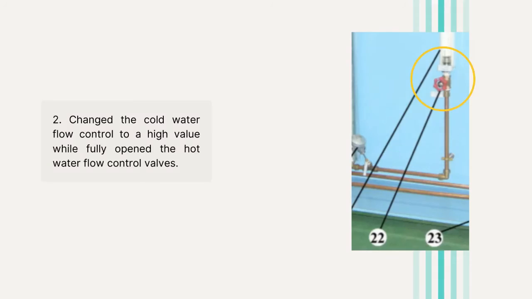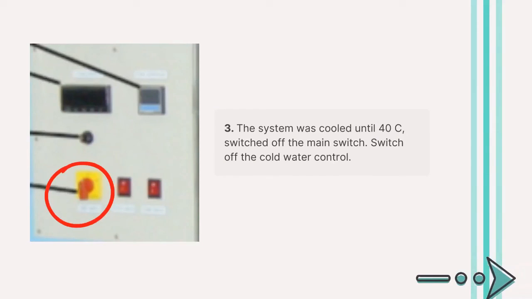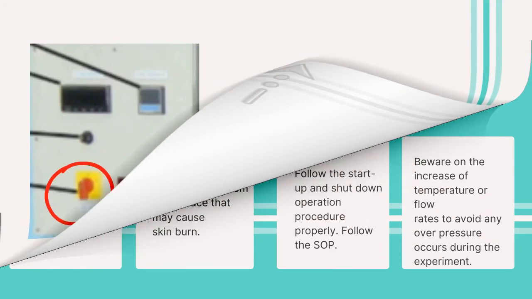For shutdown: First, switch off the heater. Next, fully open the hot water flow control valve and change the cool water flow control to a high value. Lastly, when the system temperature is 40 degrees Celsius, switch off the main switch and cool water.